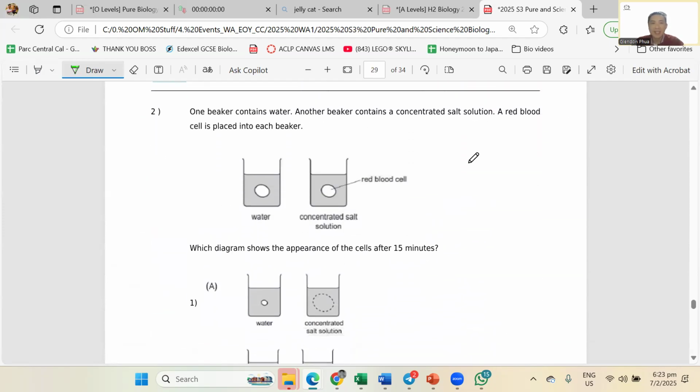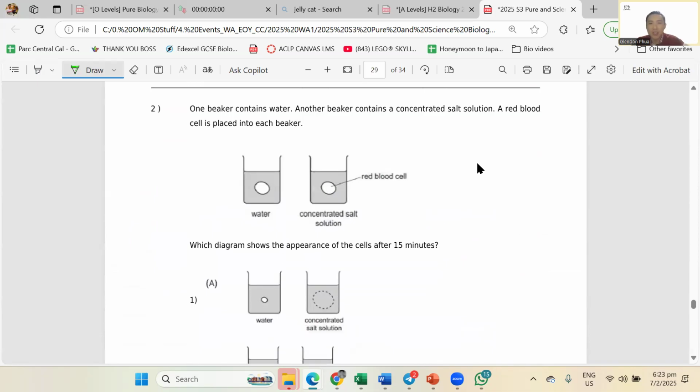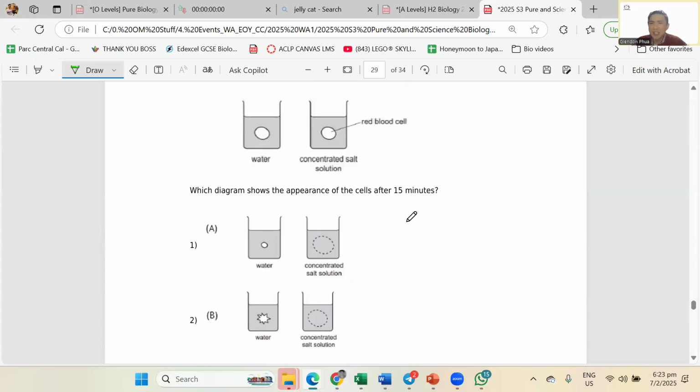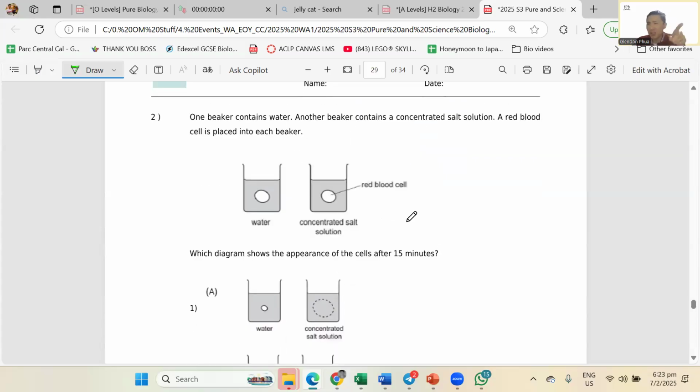Okay. Then number 2, one beaker contains water, another contains a concentrated salt solution, red blood cell put into 2. Which diagram shows after 50 minutes what will happen? So concentrated salt solution, once again, is this going to be osmosis or diffusion? What will cause the red blood cell to change shape? If my red blood cell changes shape, is it diffusion of salt in or water molecules moving by osmosis?